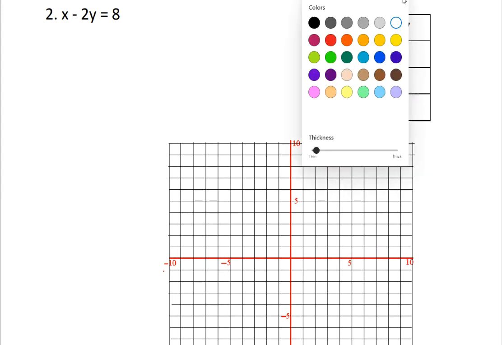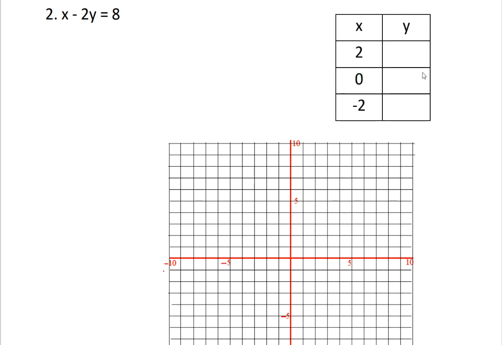And the reason why I did that was because if I were to choose 1 and plug that in for x, it's going to give me a fraction, which is okay. It's just harder to graph fractions. So this is just showing you that you can choose whatever values of x you want. And like I said before, I would choose at least 3 to graph your line.